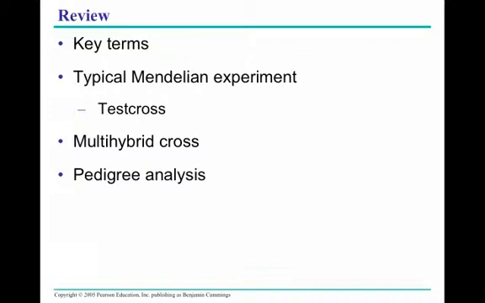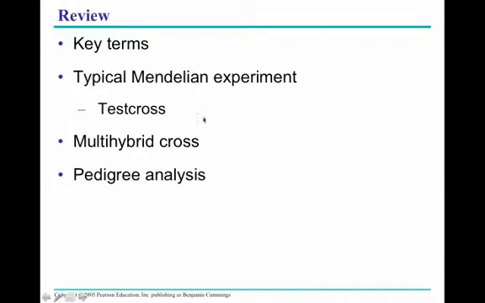And then also something along with that typical Mendelian experiment that's very important is something called a testcross. Make sure you understand what a testcross is. And then also looking at multi-hybrid cross. So looking at more than one characteristic at a time.